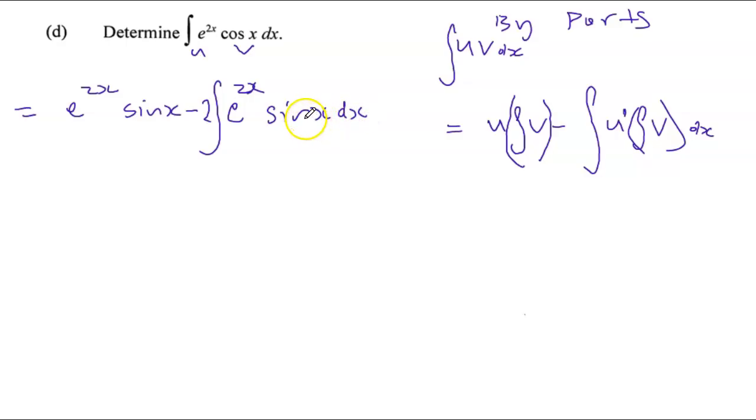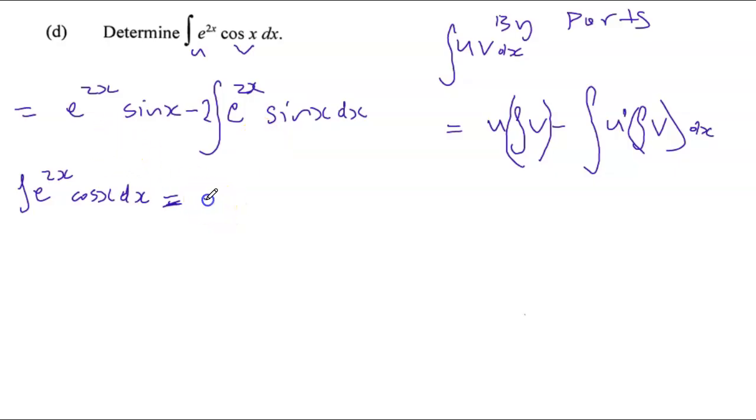Alright, that's the first step. Let's go again. So on the left hand side, we have the integral of e to the 2x cos x dx. On the right hand side, we still have a product here, e to the 2x sin x, so we're going to integrate again by parts.